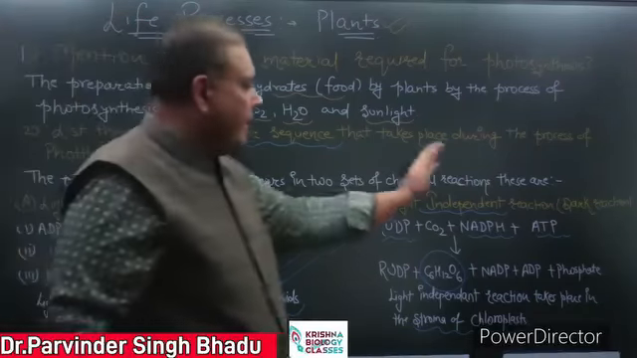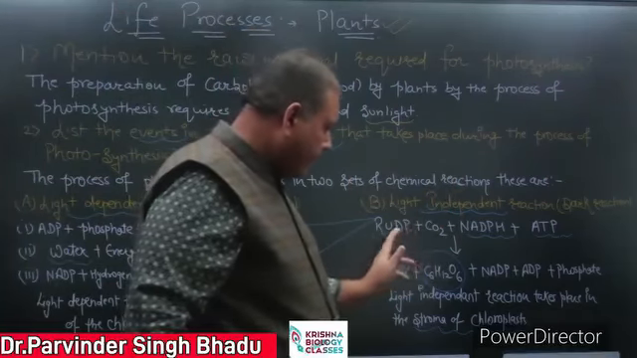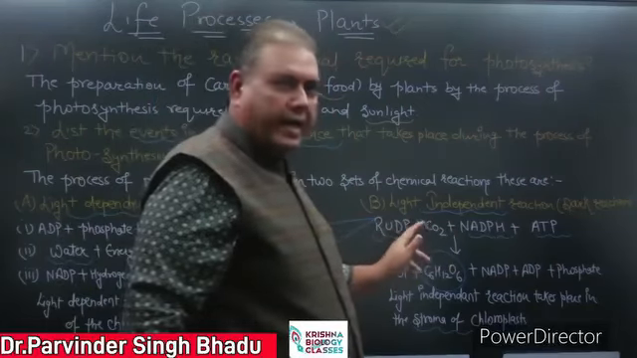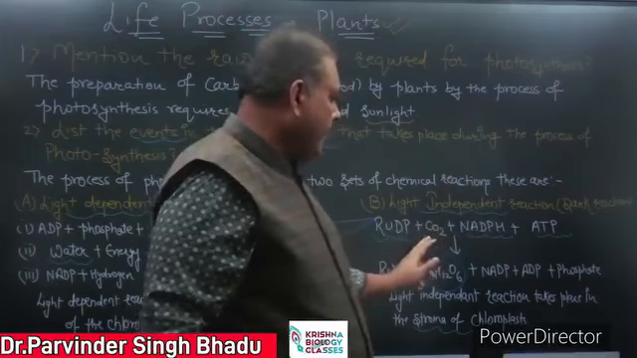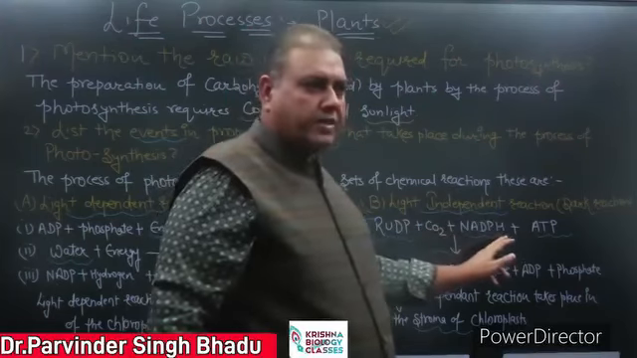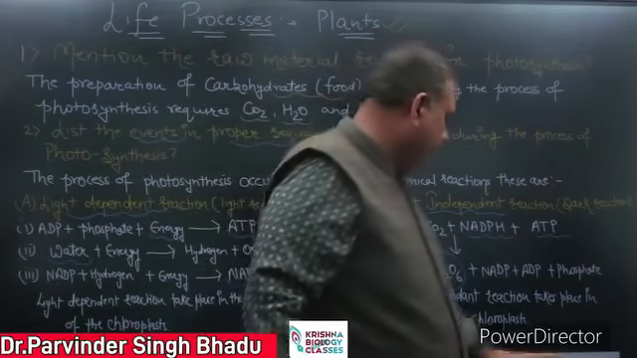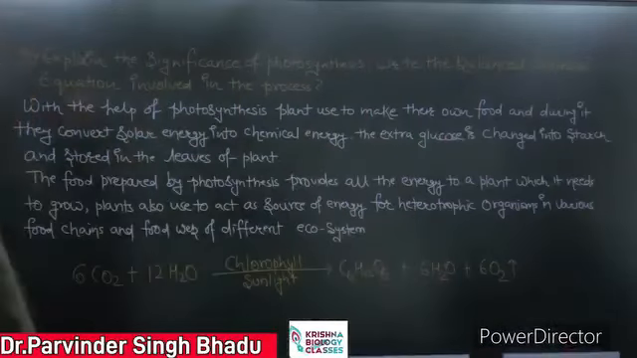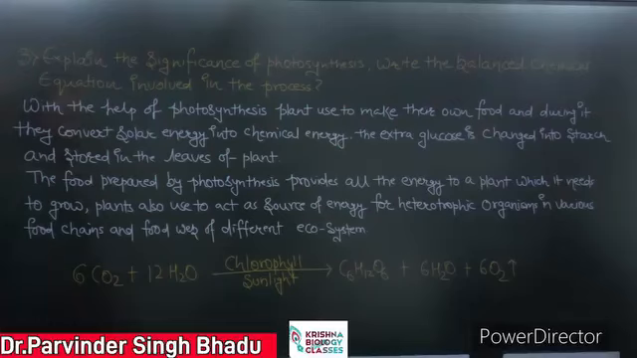In the light independent reaction you need to mention the reaction in which the enzyme ribulose diphosphate plays an important role, and in the presence of it carbon dioxide gets attached with the hydrogen to form glucose, and this reaction takes place in the stroma of the chloroplast. Now the next question: explain the significance of photosynthesis, and write the balanced chemical equation involved in the process.